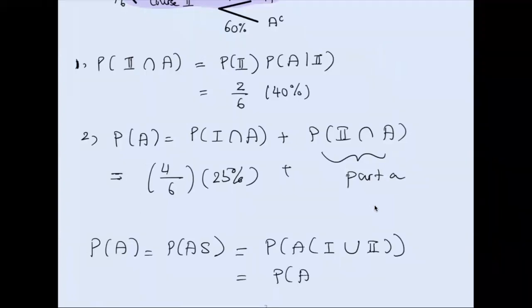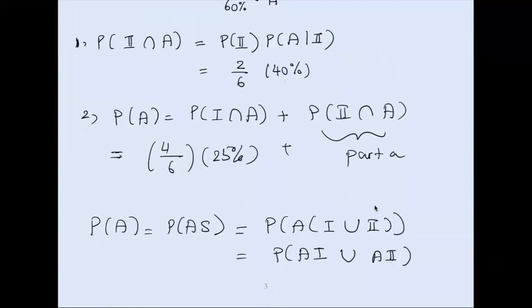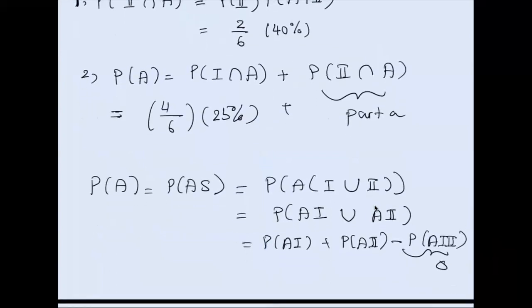And then you have the probability of, if you explain it out, this is what it means. A∩1 union with A∩2, and it will be the probability of A∩1 plus the probability of A∩2 minus the intersection. And this one is 0. So we just have the probability of A∩1 plus the probability of A∩2. And that should be enough to justify.